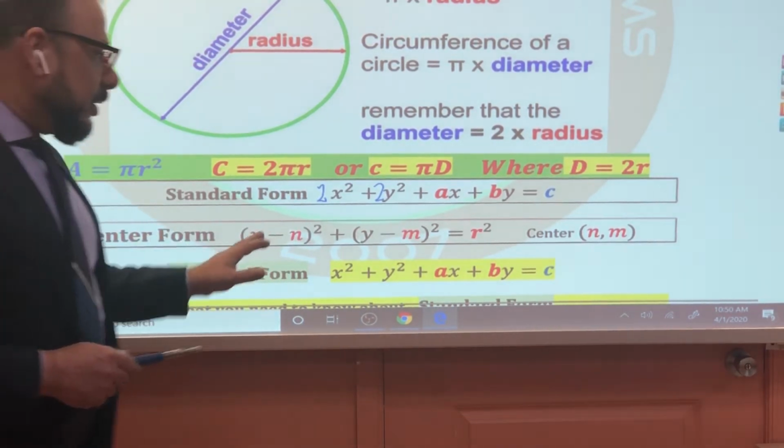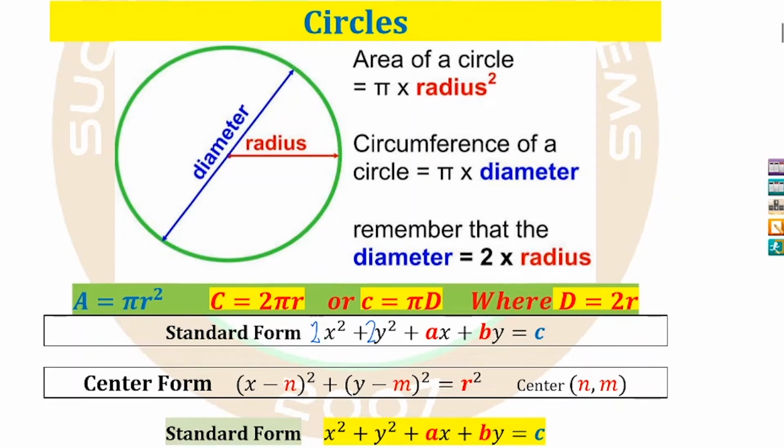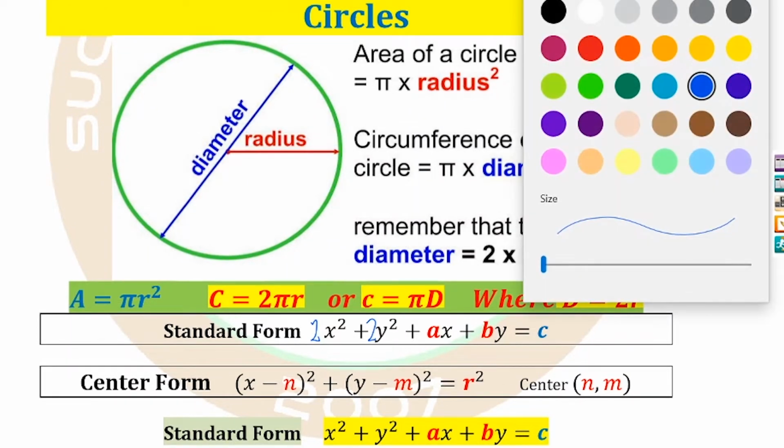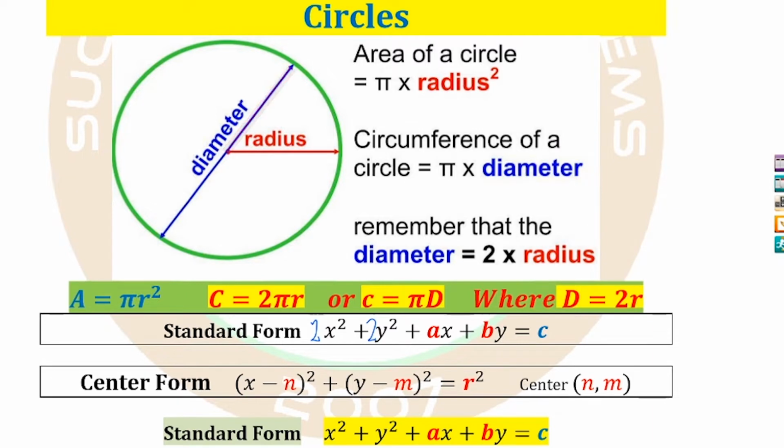Is that clear? Let us see how we can deal with this type of problem in the SAT for circles. Now I'm not talking about the arc or the sector, only the circle. Radius, from here to here is a radius, and from here to here is another radius.